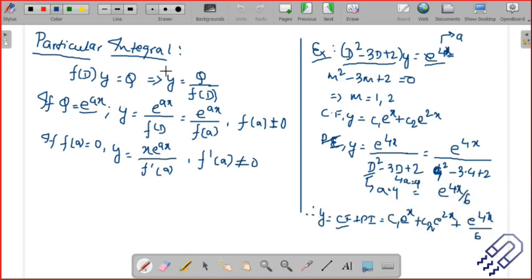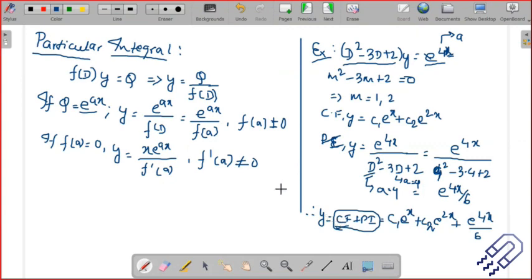Basically having 0 on the RHS, we just need to find out the complementary function. But if it is not 0, we need to find out also the particular integral, and the total solution will be actually complementary function plus particular integral. Okay, so we have to do both.